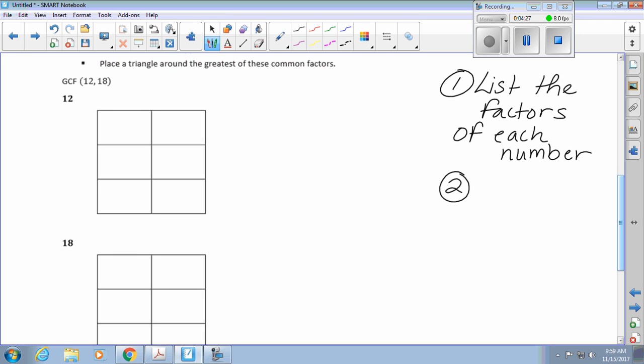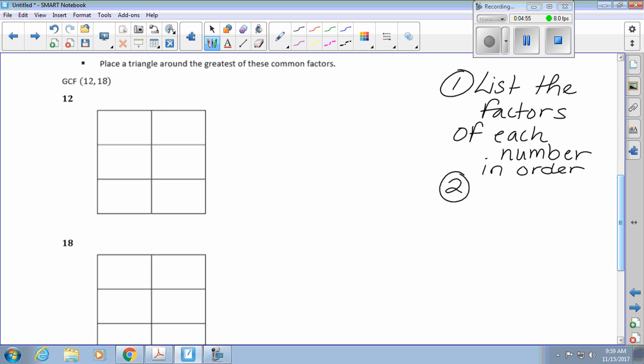Does anyone know a different math fact that would give us 12? 4 times 3. 4 times 3, and 3 times 4, okay. So 3 and 4 are both factors, right? 2 and 6 are both factors. 12 times 1, very good. So we're going to list the factors of each number. We should add in order. So we're going to start with our lowest number.